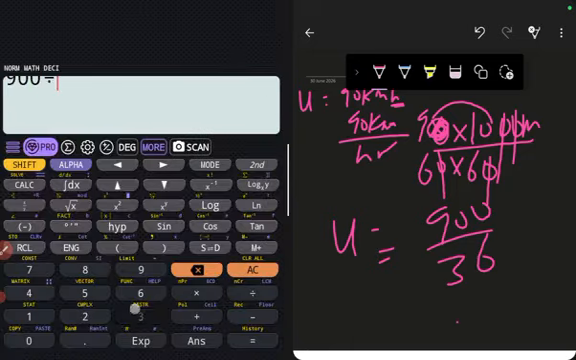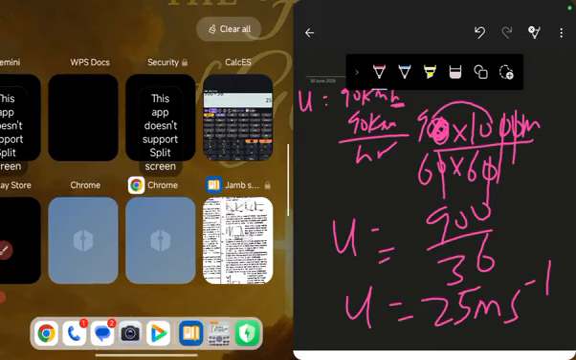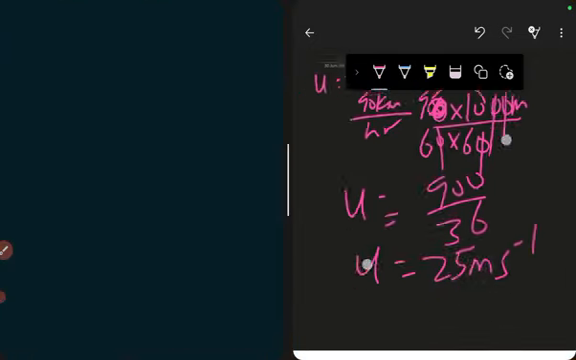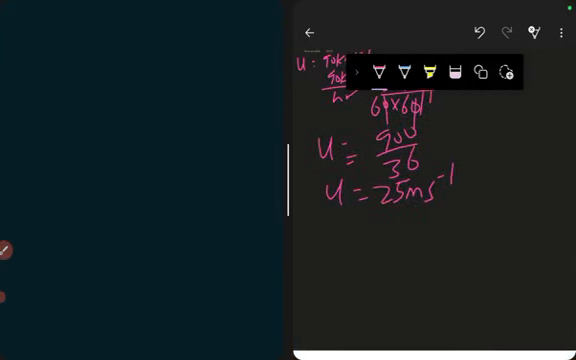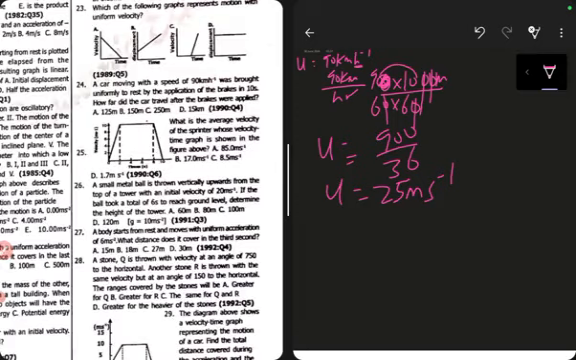900 divided by 36 is 25. So that means use 25 meters per second. So we can go on to solve. We've converted it to the appropriate units that can be used here, which is 25 meters per second. Then where were we? It's brought to rest in 10 seconds.